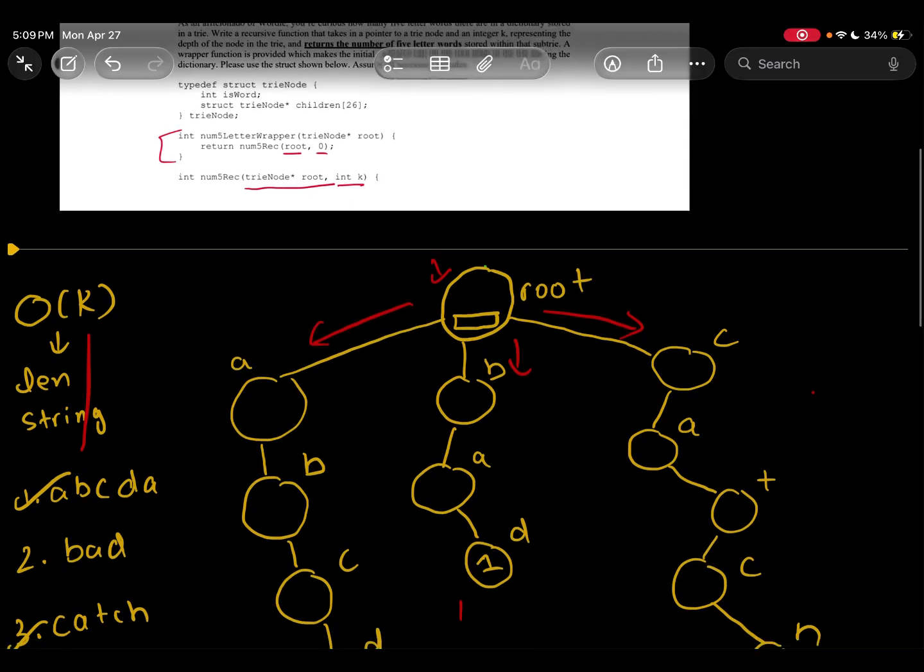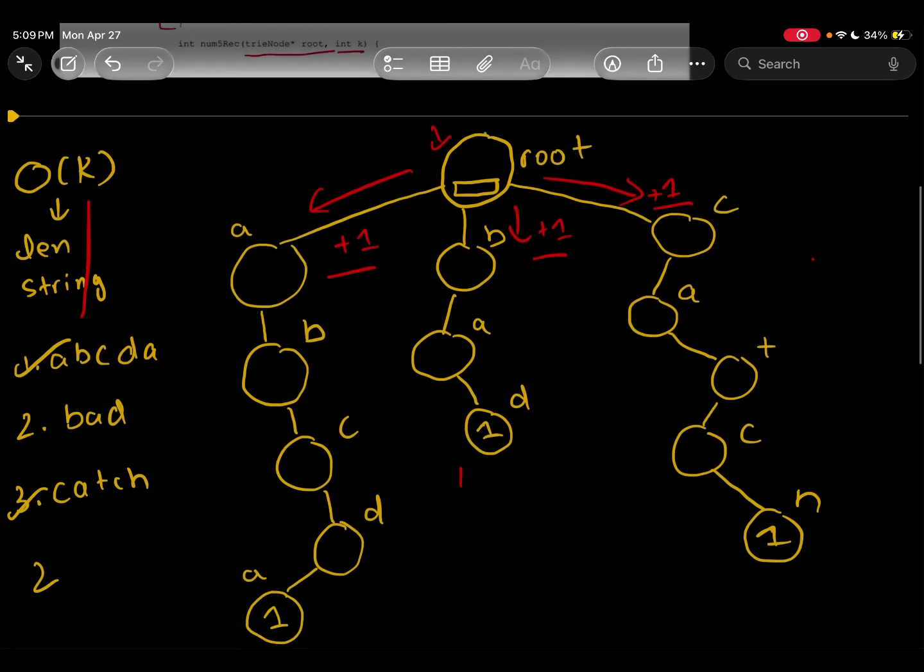Again, when I do take a valid path, I increment the value of k by 1. So k here is from 0, now it becomes 1, because it started from 0, right? At each decision, we are incrementing it by 1.